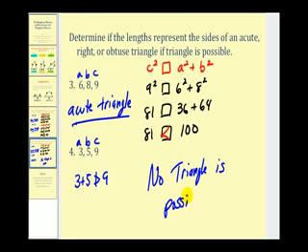So it is important that we check the triangle inequality. If we applied the Pythagorean theorem and its converse to these three lengths, it would show that it's an obtuse triangle, but in fact it's not, because a triangle is not even possible.